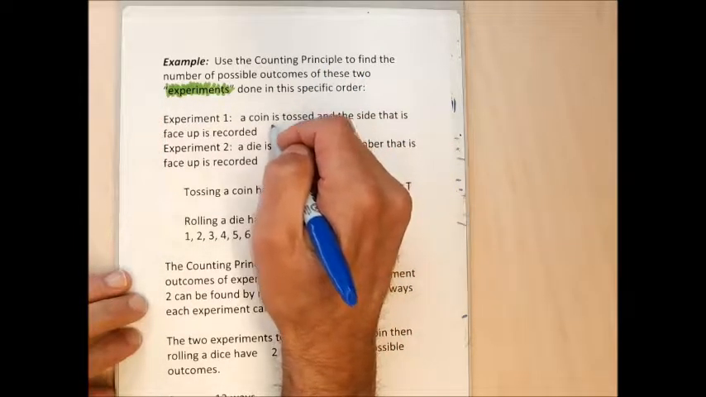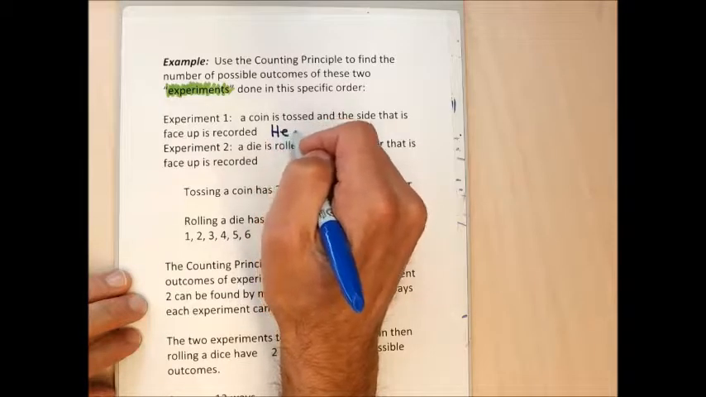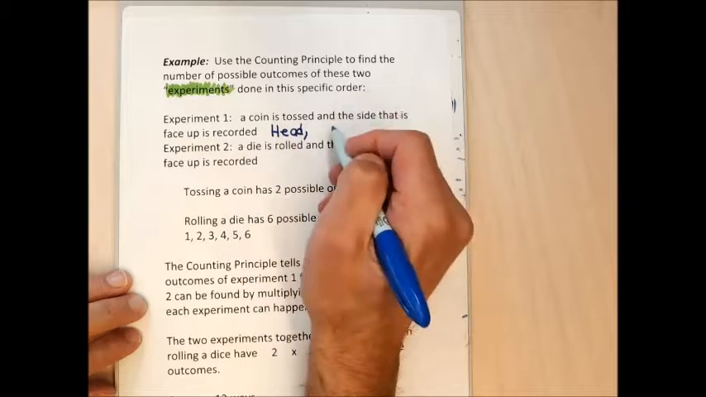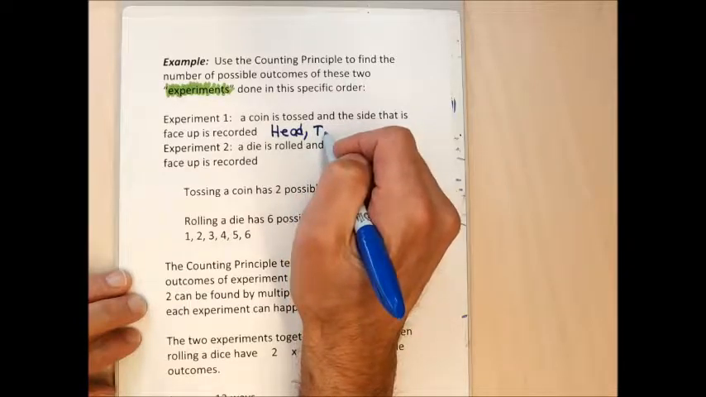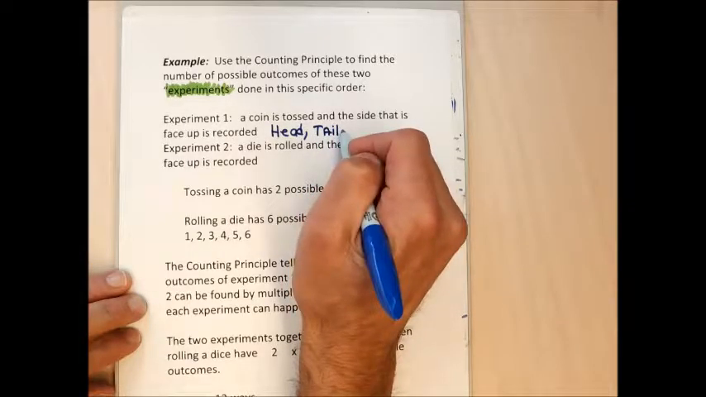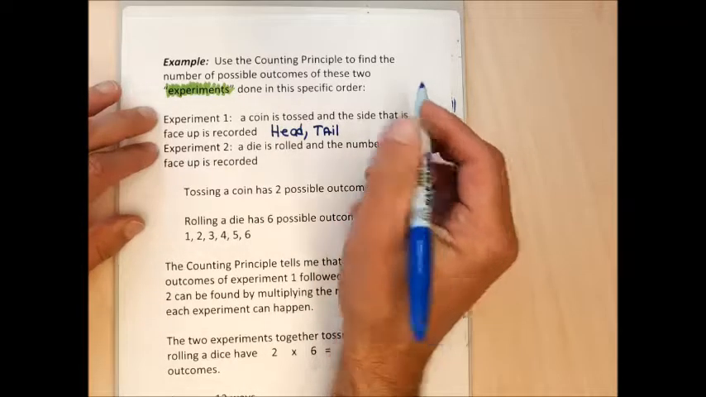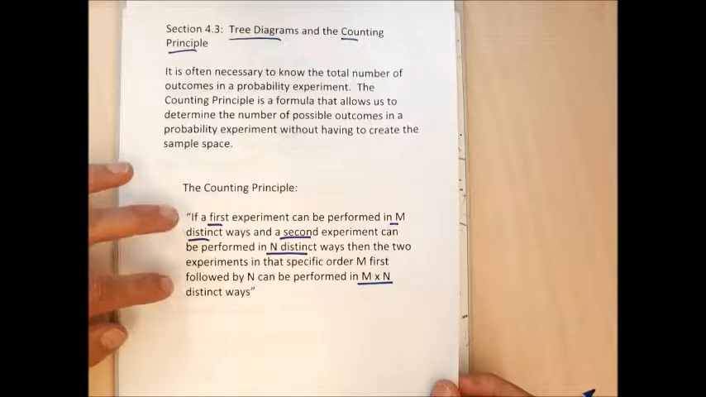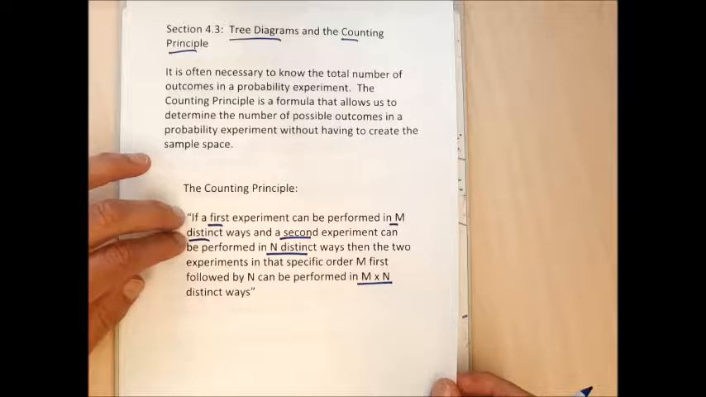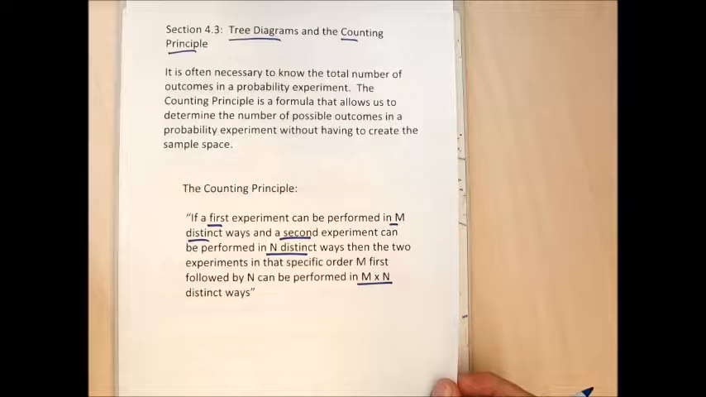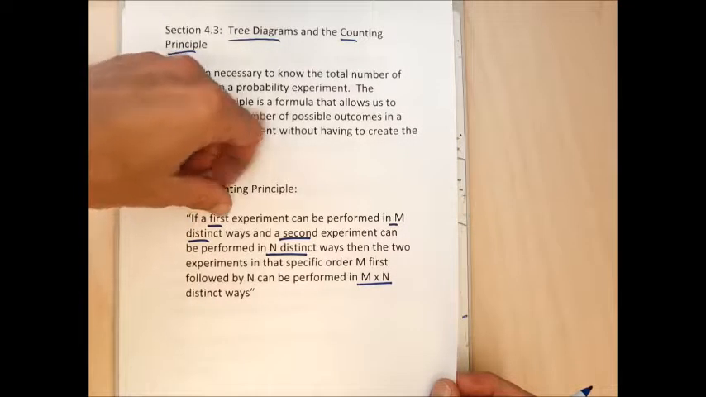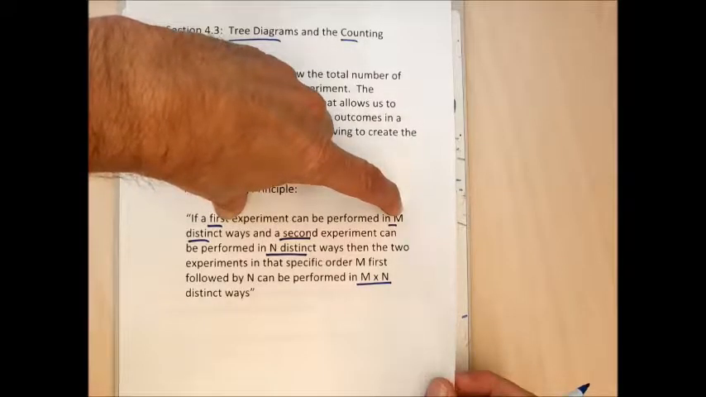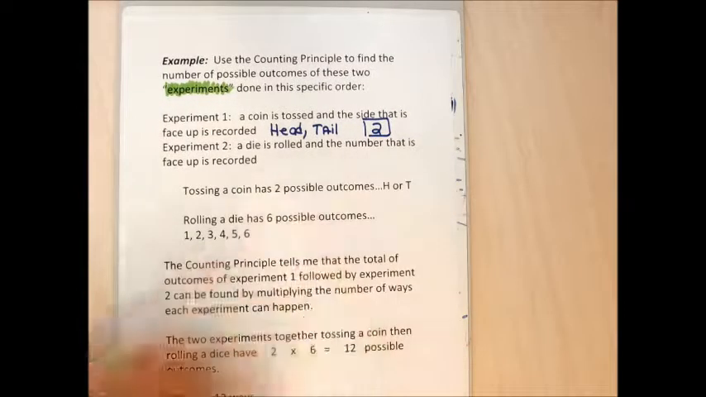When I flip a coin and record the side that's up, there are going to be two different outcomes. It can either come up heads or it can come up tails. So experiment 1 has two possible outcomes. In the counting principle, if two experiments are performed one after another, to figure out how many different ways those experiments can be performed in succession, I need to know the number of outcomes possible for the first experiment. I've just figured that out: there are two outcomes for the first experiment.